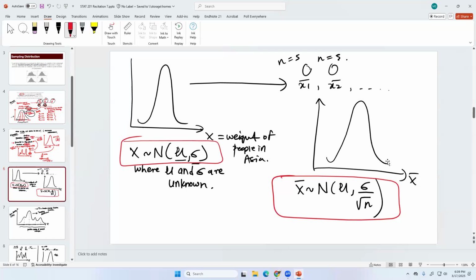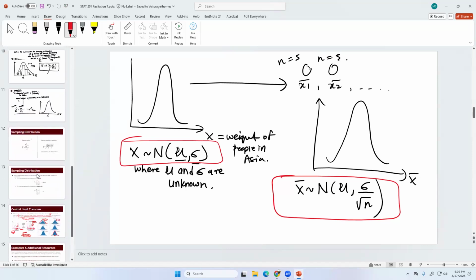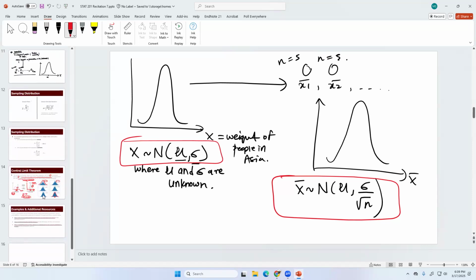Okay. So there are a few things you have to be careful about. What is the size of n? Do you know the shape of your population distribution or not? And stuff like that, okay?